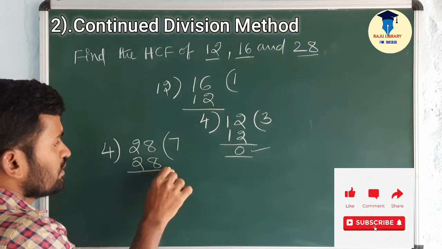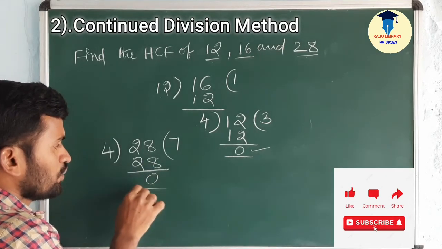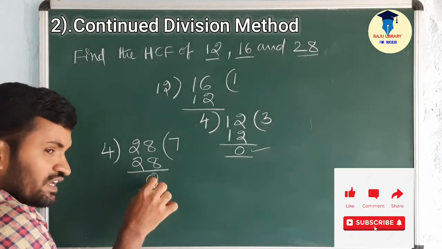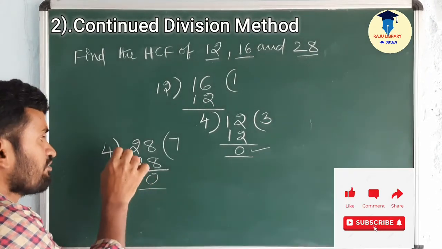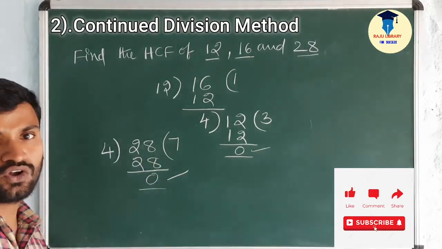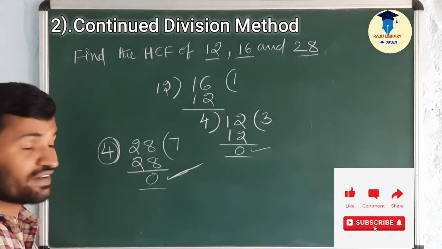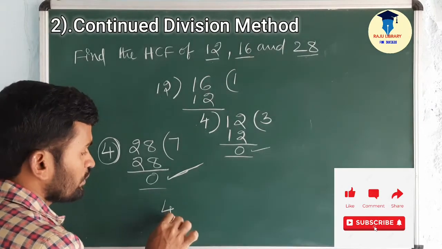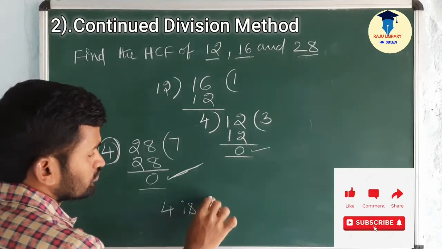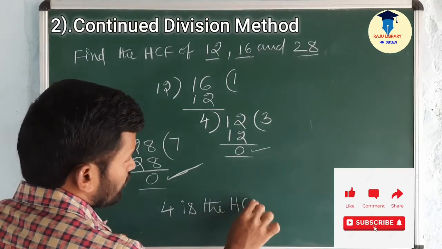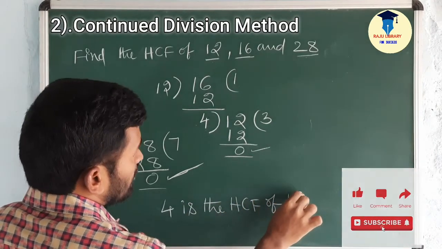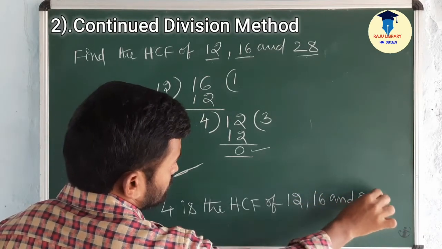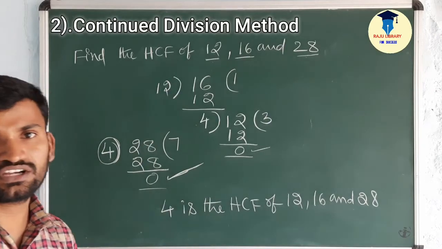So 4 1 ja 4, 4 7 ja 28. The remainder is 0. So in this case also, which is the divisor when we got remainder 0? Here 4 is the divisor when we get the remainder 0. It means 4 is the HCF of 12, 16 and 28.